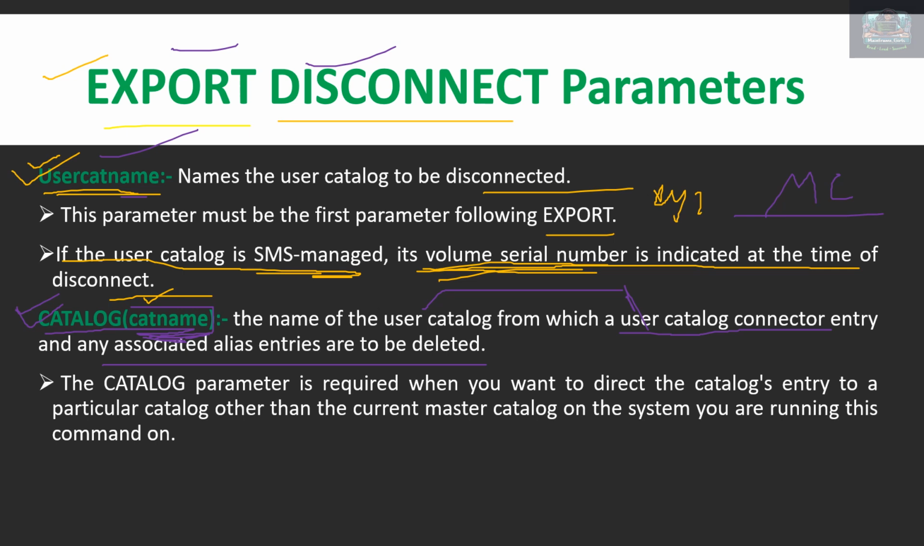The catalog parameter is required when you want to direct the catalog's entry to a particular catalog other than the current master catalog on the system you are running this command on. Okay, normally three parameters are enough. One is export, disconnect, and the user catalog name if you are removing from the master catalog. But if you are removing from another user catalog, then you have to specify catalog, and that user catalog name here.